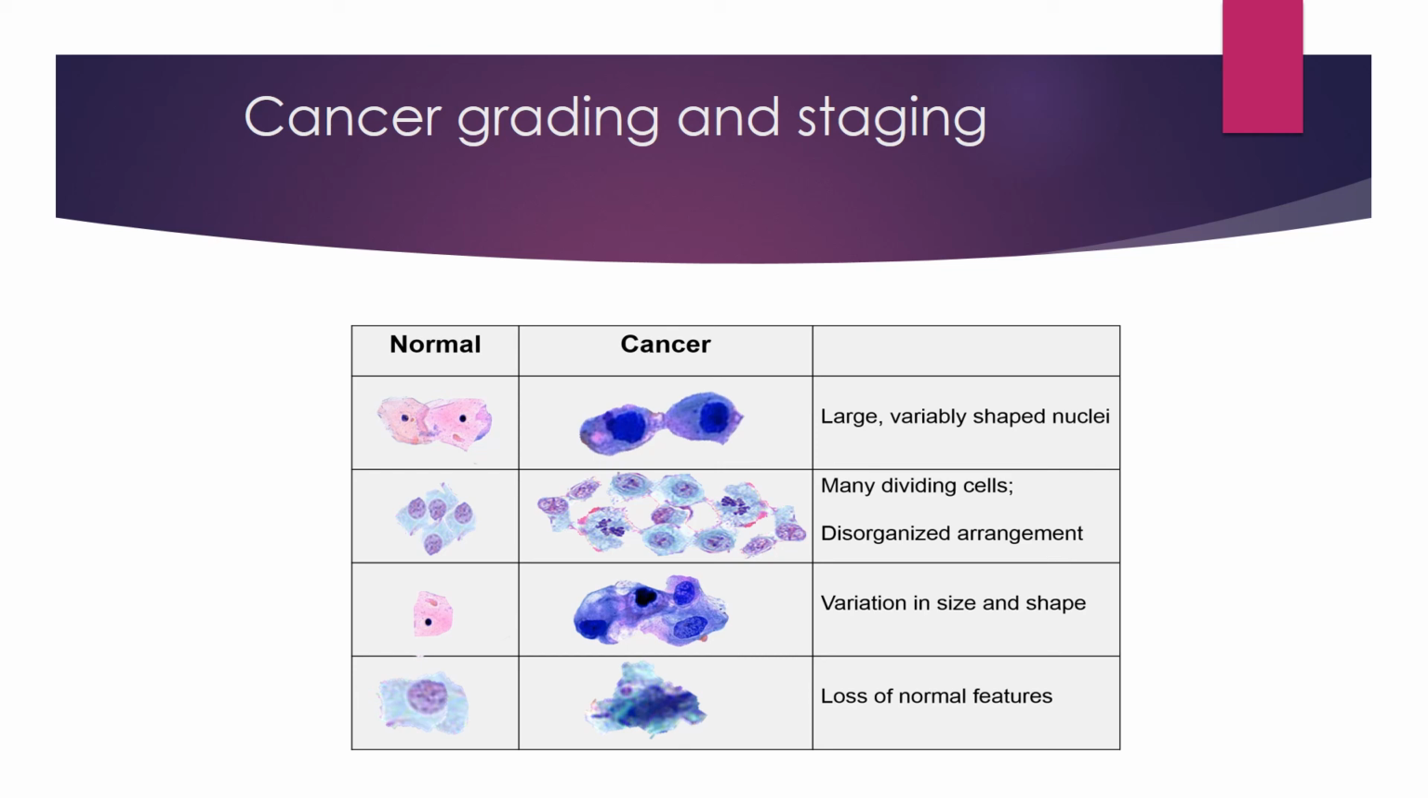This is just a picture that shows you what normal cells would look like versus a cancerous cell. And you can see, for instance, normal cells are usually not large and do not have variables in their shape of the nuclei, whereas this cancer cell does. Cancer cells, as we already said, can divide rapidly. They're usually disorganized as they reproduce. They vary in size and shape, and they lose the cell's normal appearances.